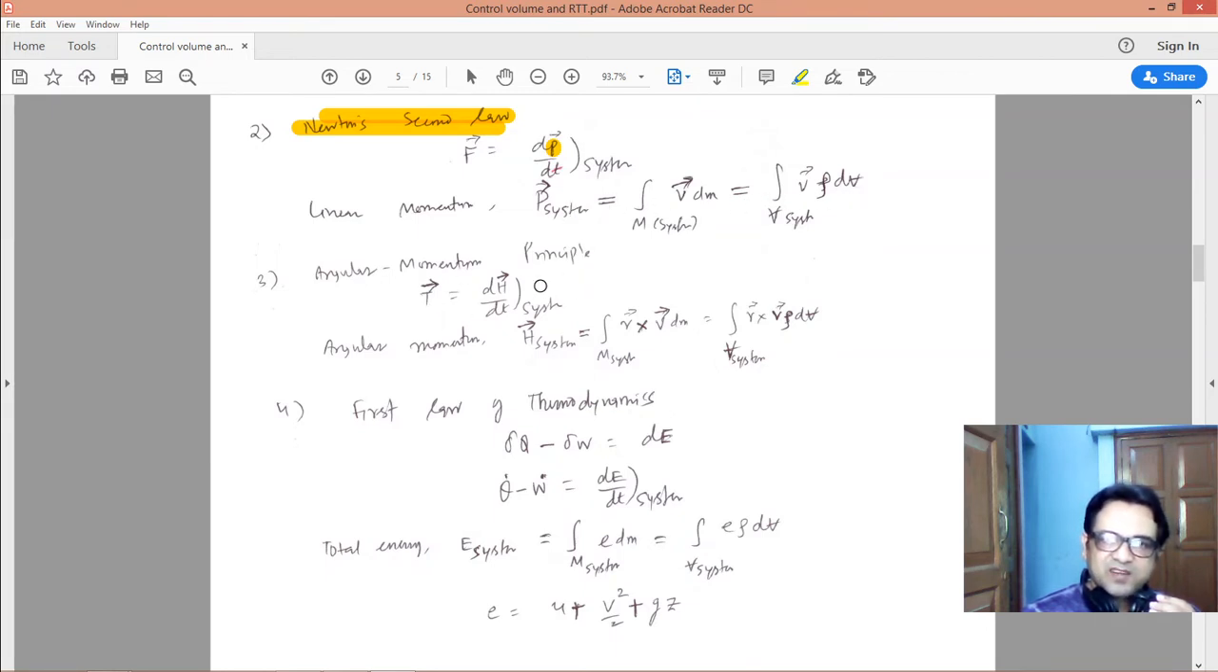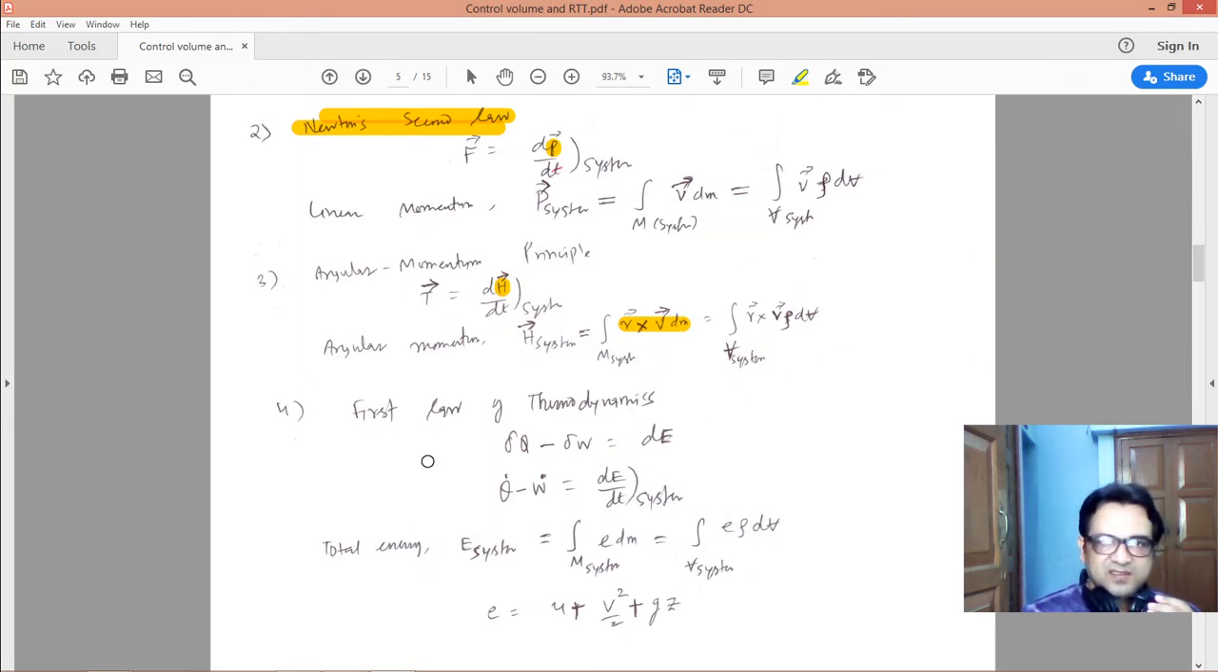Similarly, the rate of change of the angular momentum is equal to the applied torque. You can find the angular momentum H; the integration is basically the moment of the momentum. So position vector cross product linear momentum, V into dm. So integration of r vector cross product V rho dV.